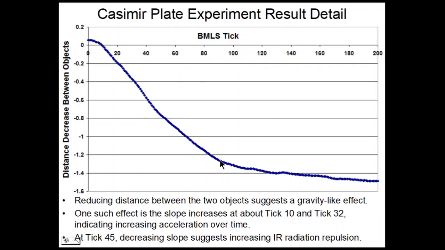Here the distance is being reduced over time. One such effect is the slope increases about tick 10, here, slope increase, and tick 32, the slope increase compared to here, indicating increased acceleration over time. At tick 45, decreasing slope suggests increasing IR radiation repulsion.